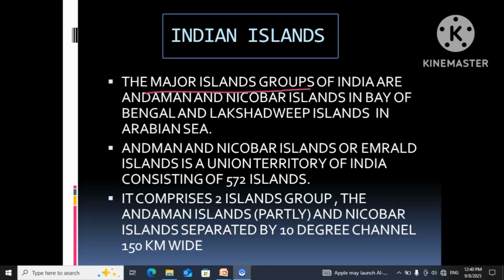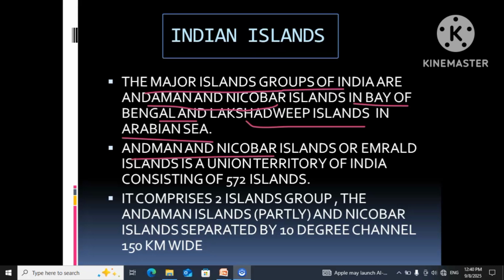The major island groups of India are Andaman and Nicobar. Andaman and Nicobar Islands are present in the Bay of Bengal, and Lakshadweep Islands are in the Arabian Sea. So we have two major island groups: Andaman and Nicobar Islands, situated in the Bay of Bengal, and the Lakshadweep Islands, present in the Arabian Sea.